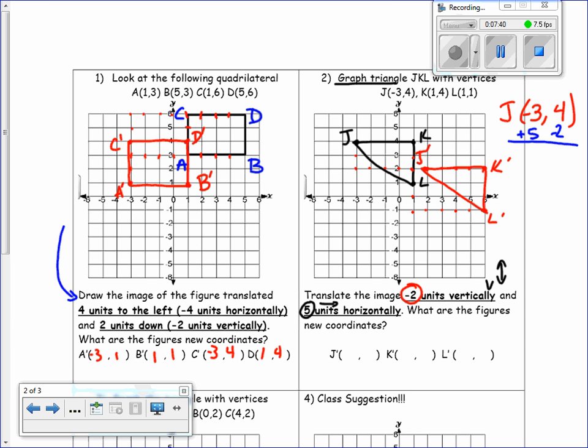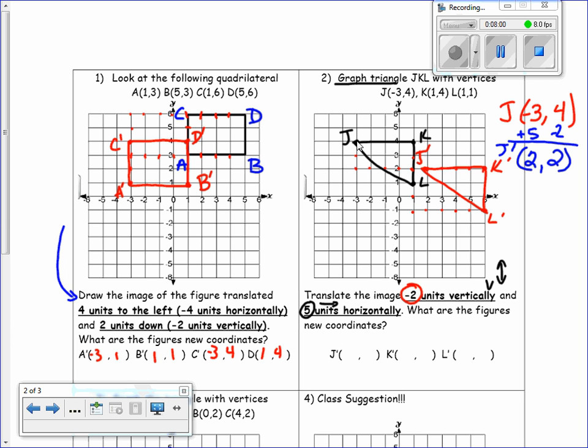So now I'm going to do the math. -3 plus 5 is going to be 2. 4 minus 2 is 2. So J prime is 2, 2. Does that make sense? If not, please put a little mark beside this paper.